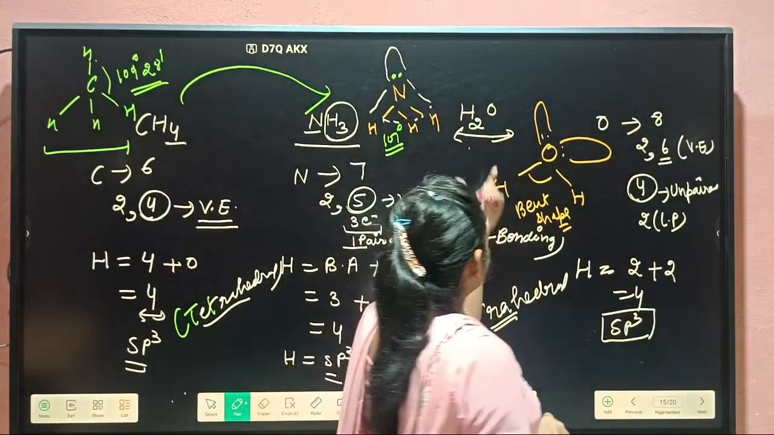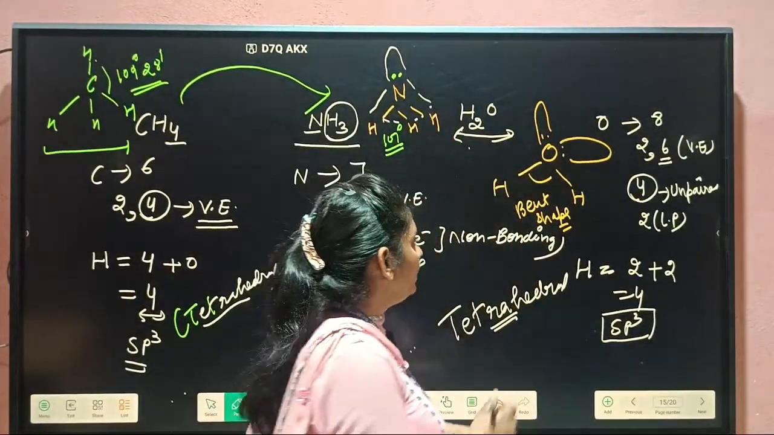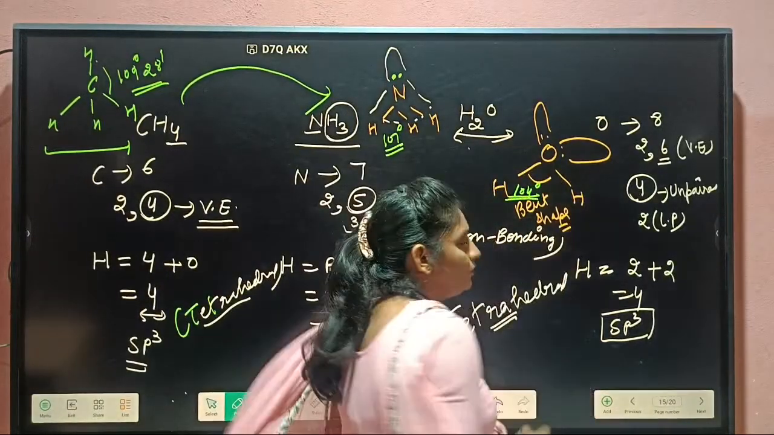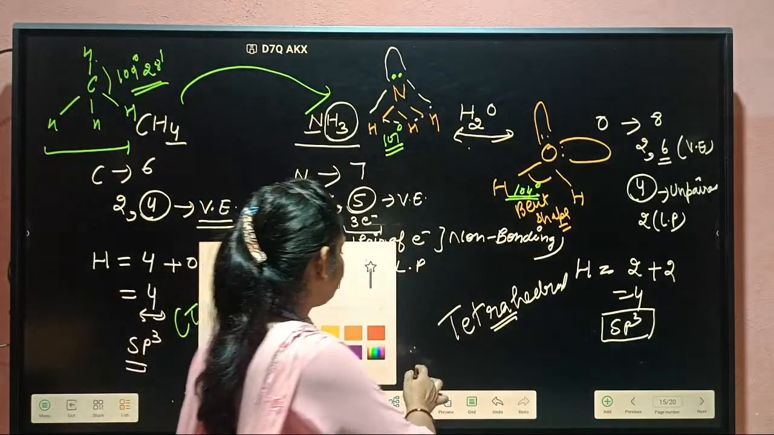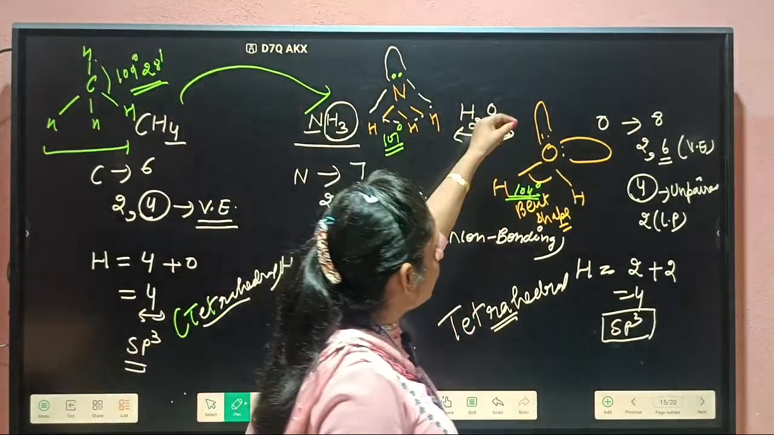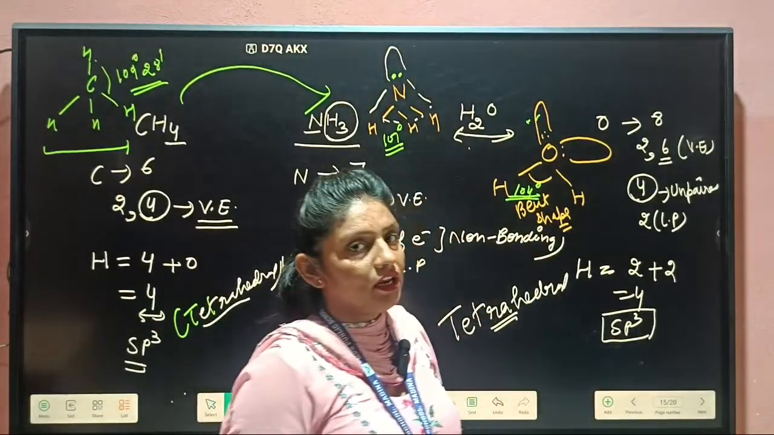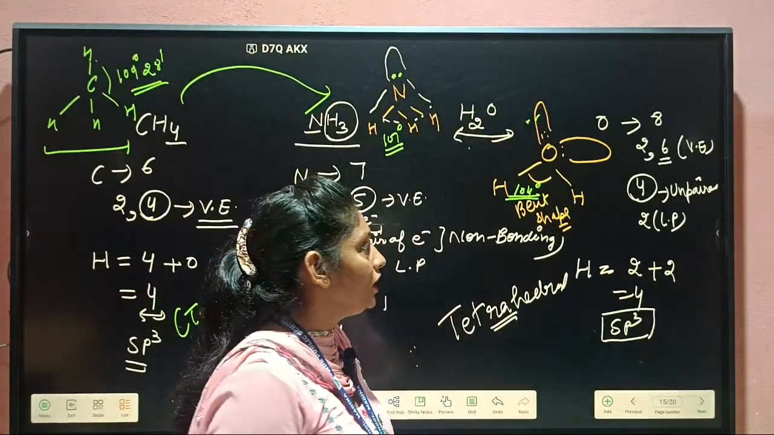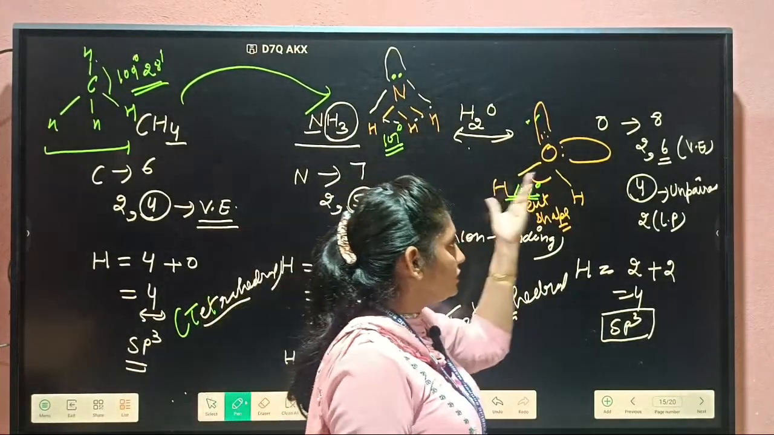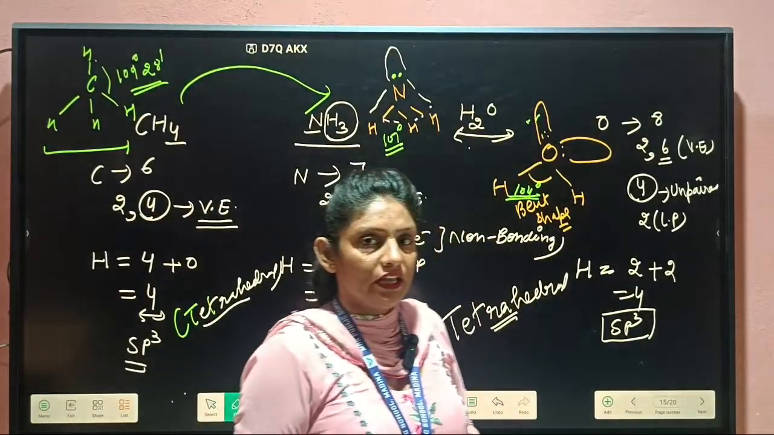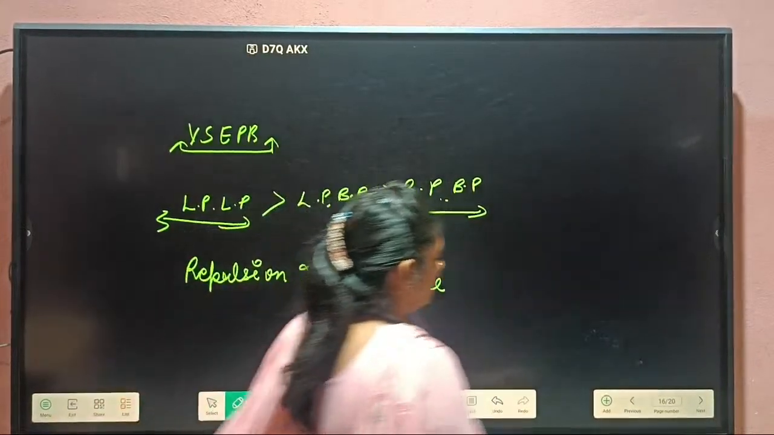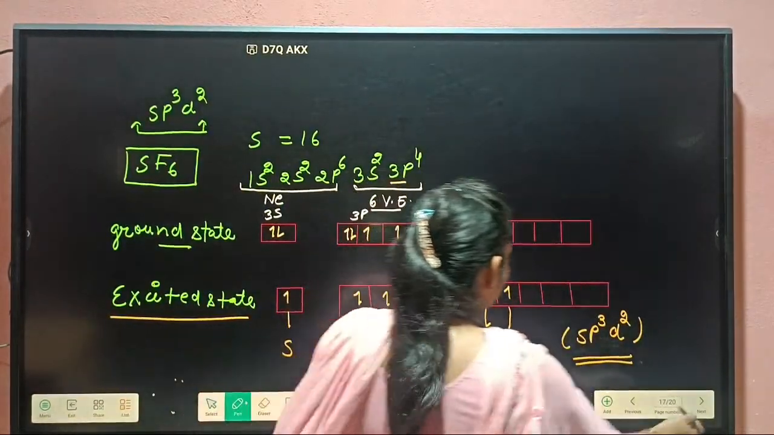And students, further, if I talk about water, here the angle is around 104 degree, approximately. Okay students, why is it so? Because in water there are two lone pairs, and lone pair repulsion is maximum. If repulsion increases, then the angle will decrease. Okay, students, in this way, in a simple way, you can calculate hybridization also. We can calculate for some more compounds.